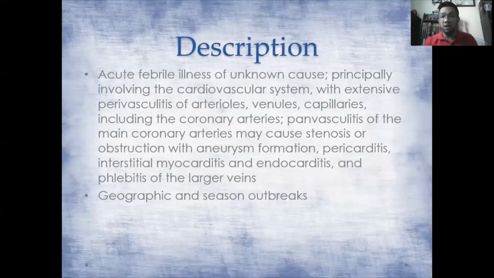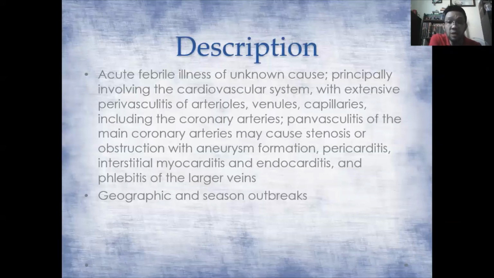vasculitis of the arterioles, venous capillaries, including the coronary arteries. So there is inflammation of these blood vessels. Panvasculitis of the main coronary arteries may cause stenosis or obstruction with aneurysm formation. Pericarditis, interstitial myocarditis, and endocarditis, phlebitis of the larger veins. So panvasculitis, pan meaning all of the blood vessels here are inflamed in Kawasaki disease.